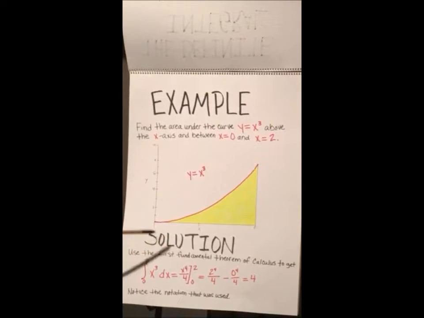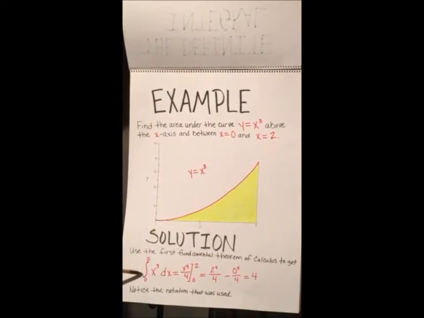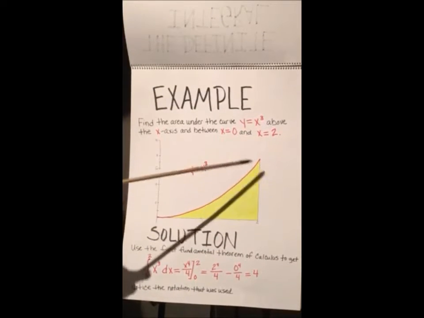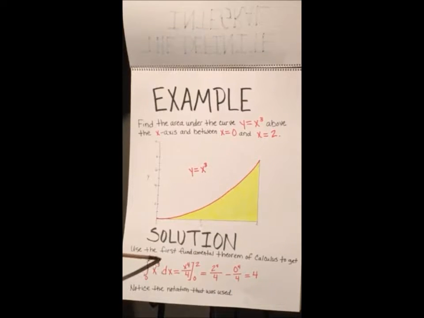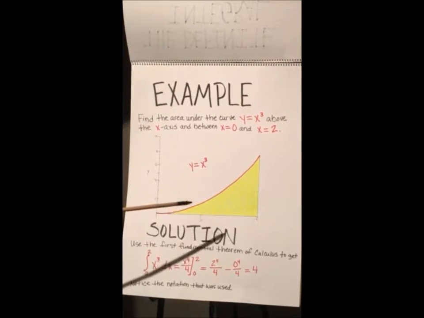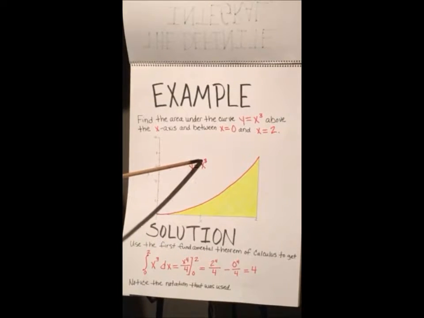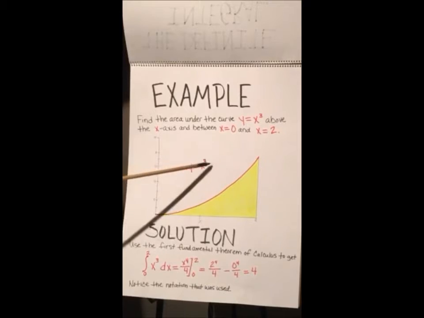The solution for it says, use the first fundamental theorem of calculus to get. So as we said, 0 to 2 is going to be the integral part. x cubed is the function, and then dx. To take the integral, all you do is add 1 to the exponent, so 3 plus 1 is 4, and then divide by that number.